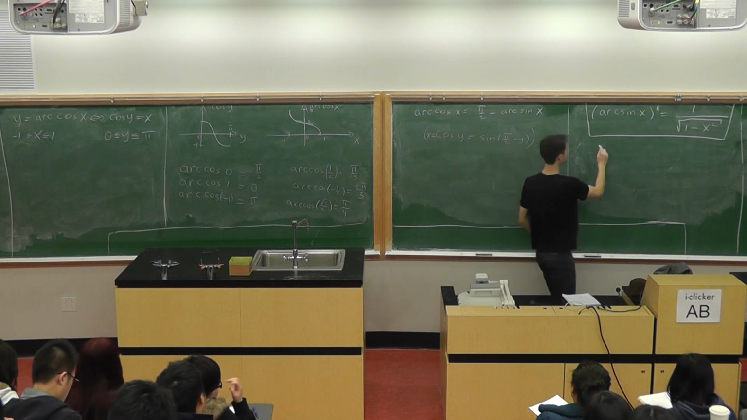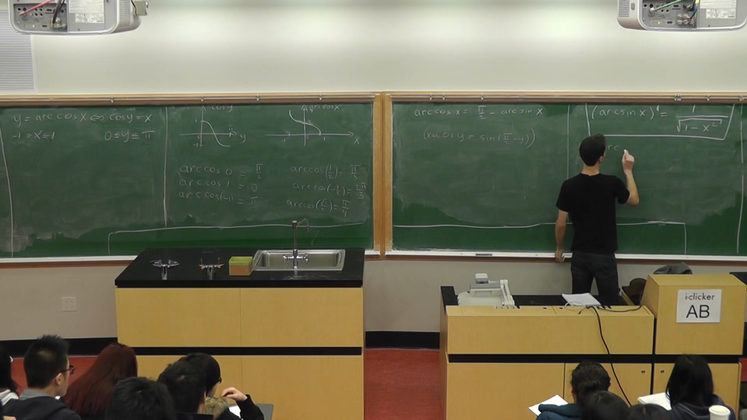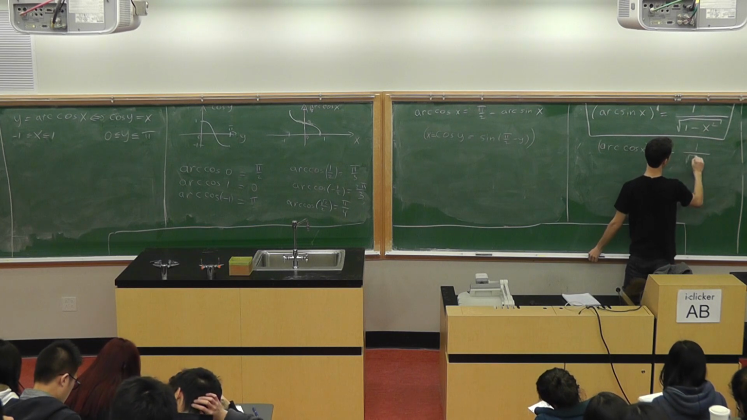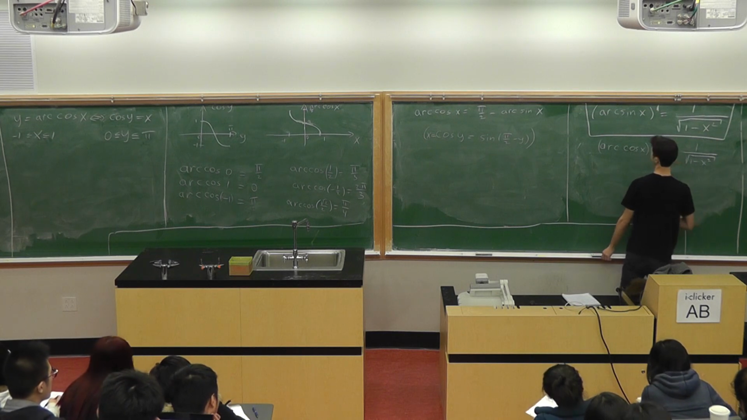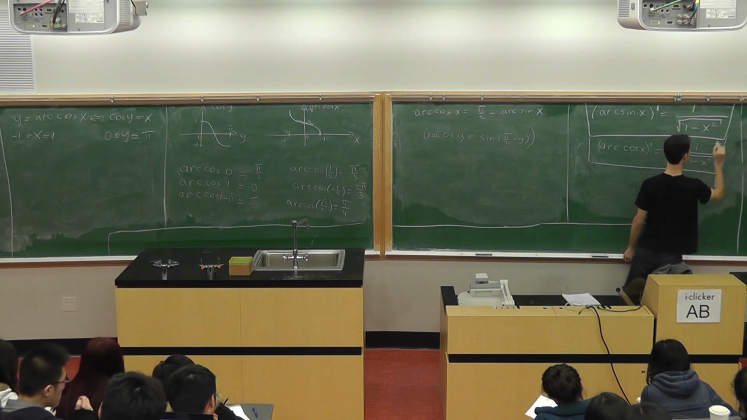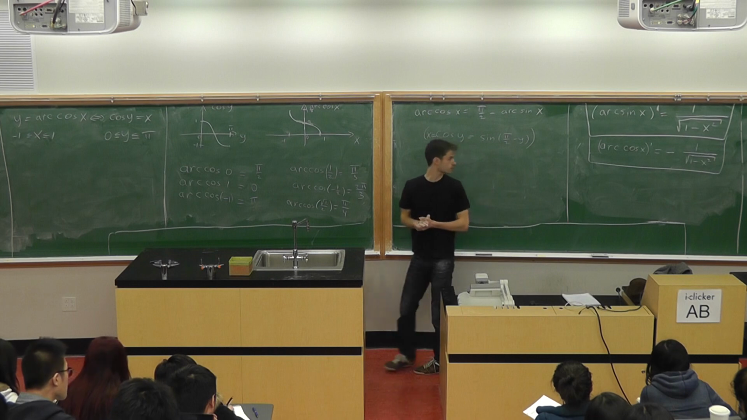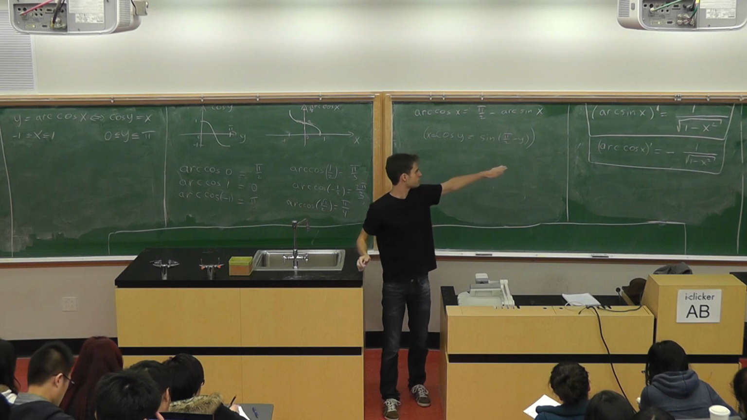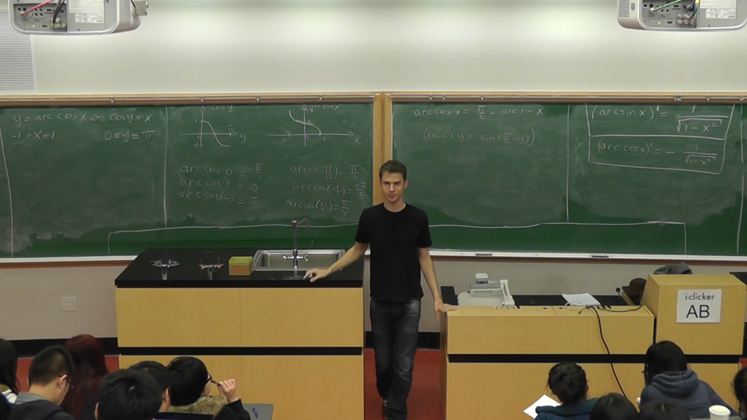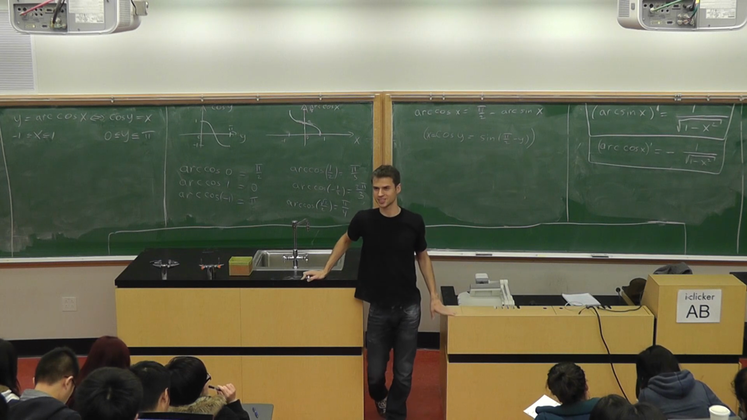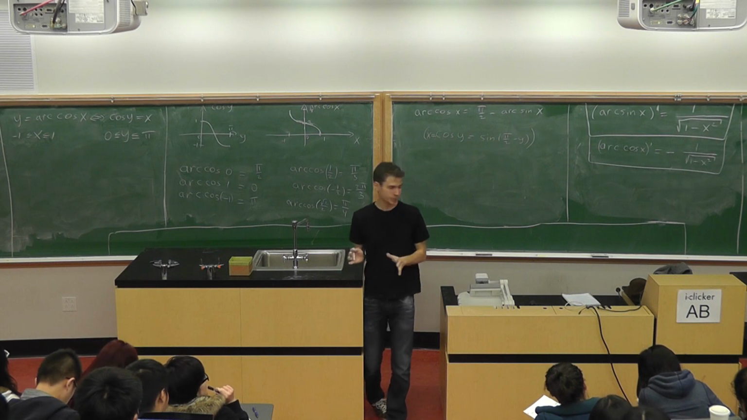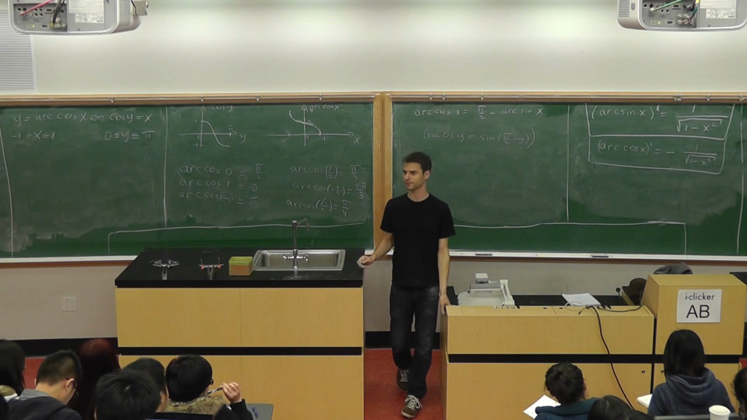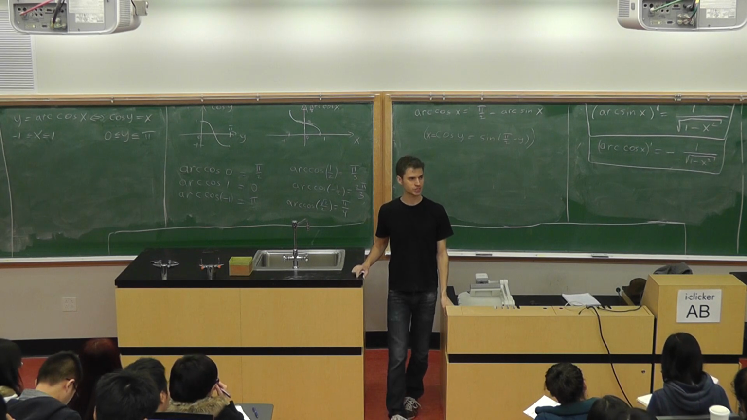Okay, this leads to such a formula: the derivative of arc cosine of x is minus 1 over the root of 1 minus x squared. So in a way, this function is exactly as complicated as arc sine, because it's basically just pi by 2 minus arc sine. Okay, so questions about arc cosine.